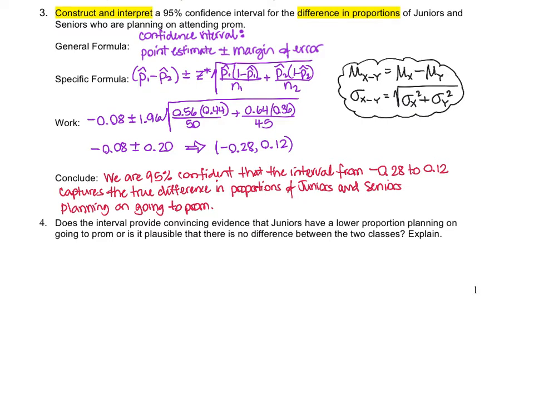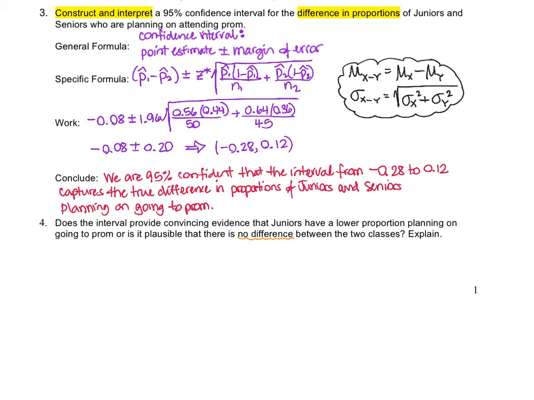Anyhow, our last question, number 4, before we get to our box of important information on the next page, says, does the interval provide convincing evidence that juniors have a lower proportion planning on going to prom, or is it plausible that there is no difference between the 2 classes? Explain. Now, no difference means that when we subtract, we could get 0. That's what no difference means. The 2 values are equal. And so what we do is we look to our interval. And if 0 is part of our interval, then yes, it is plausible that there's no difference.